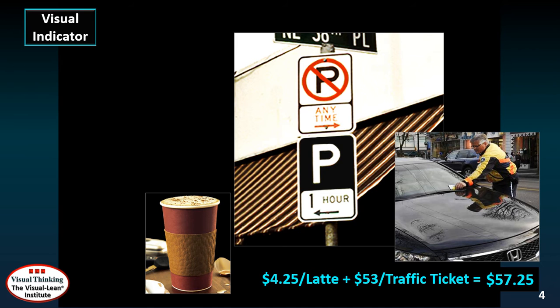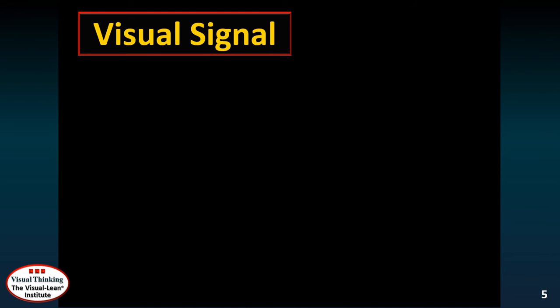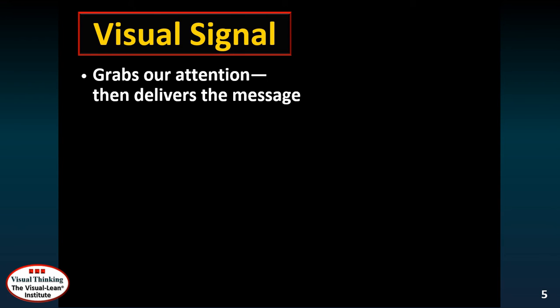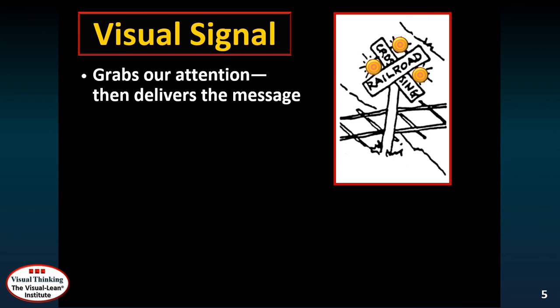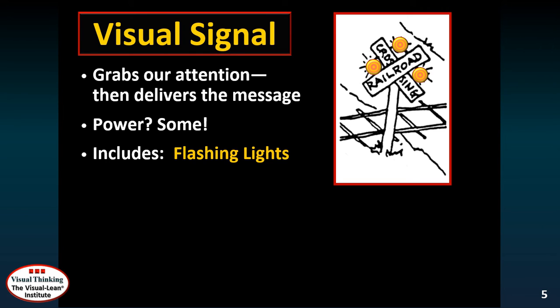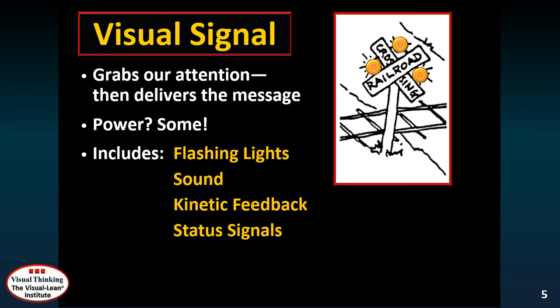Visual signals is the second topic for Module 11A. Visual signals grab our attention, then they deliver the message. Like the flashing lights on this railroad crossing sign. They get our attention and we notice that we're at a railroad crossing and our behavior changes. Power. Visual signals have some power, but not a lot. And they include things like the flashing lights you see here, sound, touch feedback, status signals, smell, stacked lights, you may call them andon. And here is one of dozens of examples in this module.